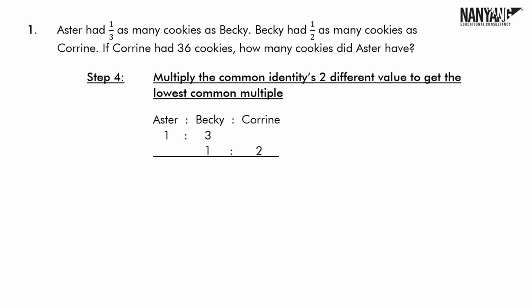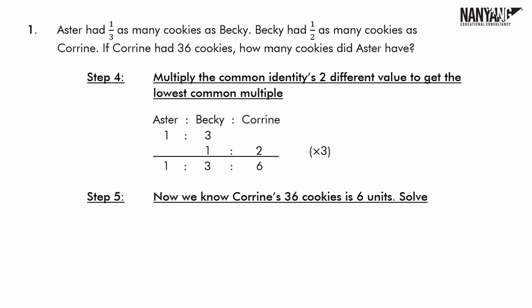Next, we find the lowest common multiple for Becky's 3 parts at the top row and 1 part at the bottom row. And we need to make sure they are the same. How to do so? We need to multiply the bottom row by 3. That way, we get our overlapping ratio 1:3:6. Now we know that Corinne's 36 cookies is 6 units, we can finally solve the question. Since 6 units is 36, how many cookies will Esther have? She has 1 unit, so that will be 36 divided by 6 equals 6. So Esther had 6 cookies.